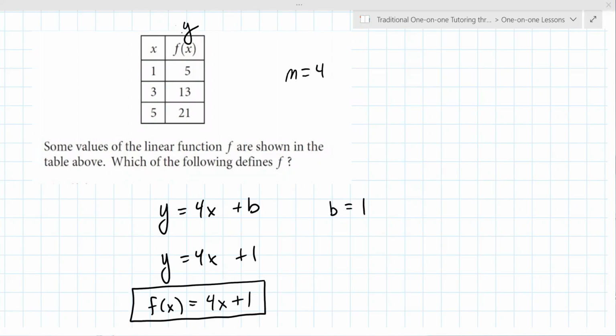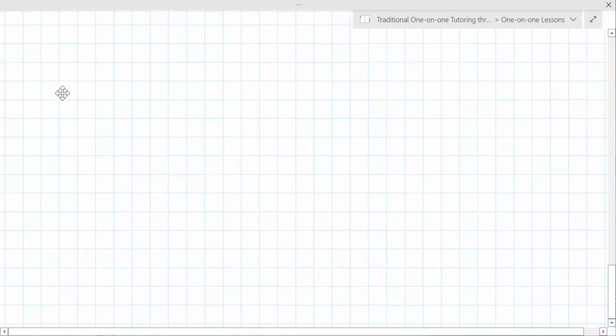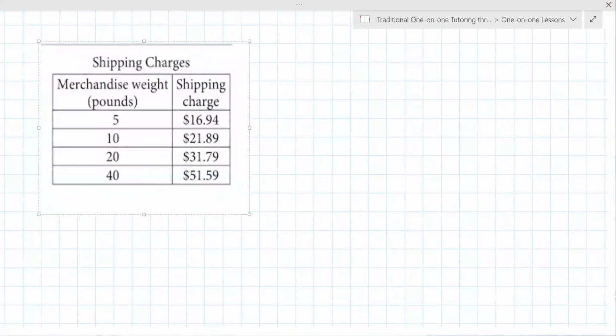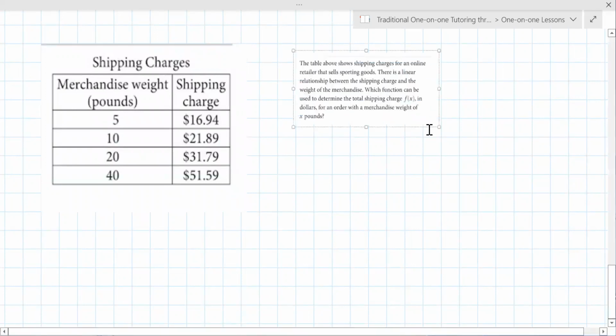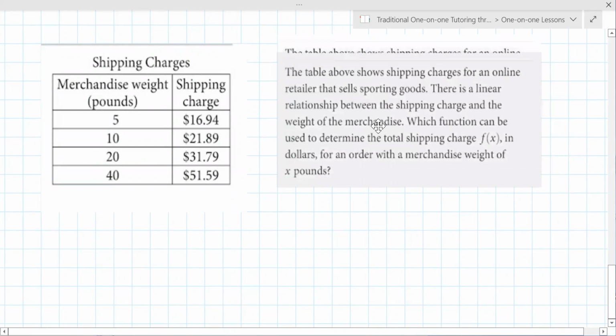So what I'm going to do is snip in a table and the question, because the question helps you determine which is the x and which is the y. But here's the table, and let me snip in the question. And what I want you to do is read the question and tell me which column is x and which column is y.